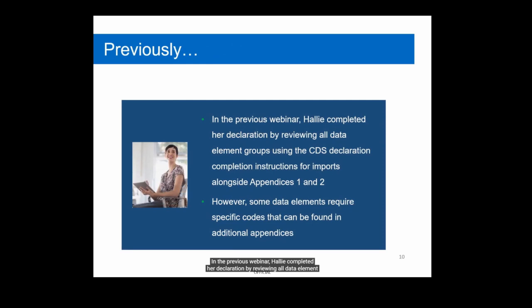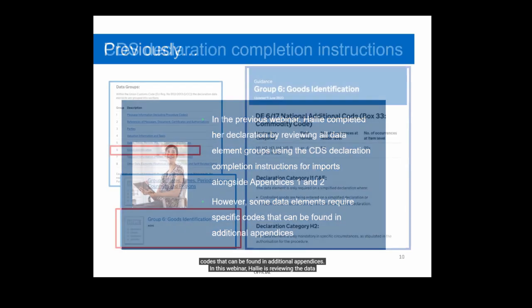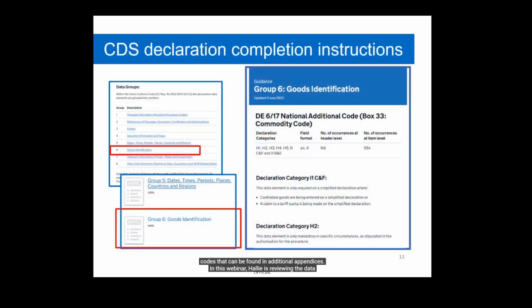In the previous webinar, Hallie completed her declaration by reviewing all data element groups using the CDS Declaration Completion Instructions for Imports alongside appendices 1 and 2. However, some data elements require specific codes that can be found in additional appendices. In this webinar, Hallie is reviewing the data elements in Group 6 and is trying to complete data element 617, which relates to the national additional codes.